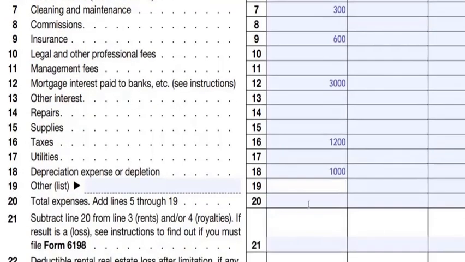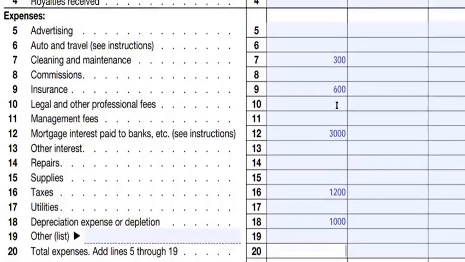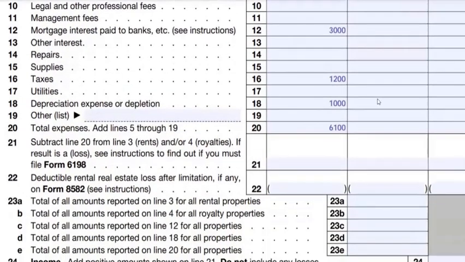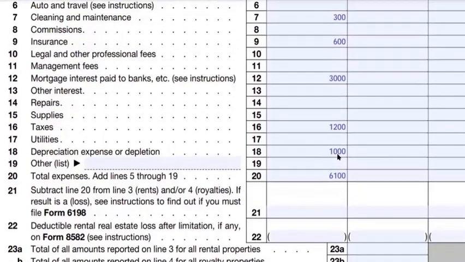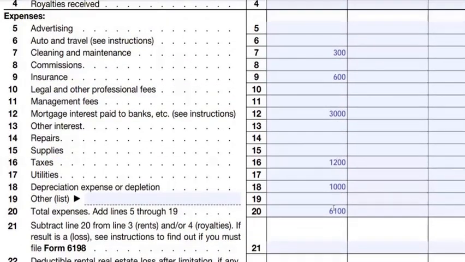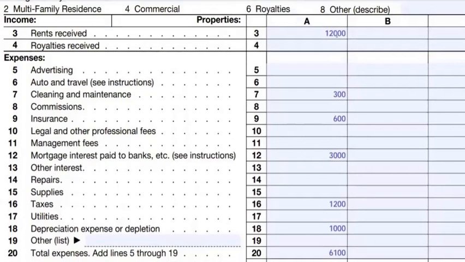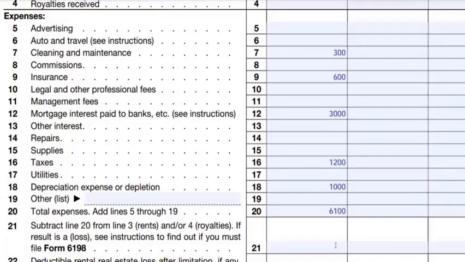Now what are the total expenses? 3, 6, 39, 51 and 61. 6100 is the total expense. Nice. Subtract line 20 from line 3. Line 20 is the 6100 total, and line number 3 is the rent. What is the amount going to be here?